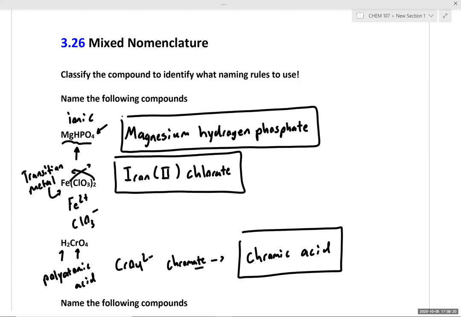So your first goal when naming compounds is to classify them. And as you see, now that we have a range of different compounds that we have to name, it's really important to pay attention to key components of their formula. Is there a transition metal? Is there a polyatomic ion? Is this an ionic compound, covalent compound, or an acid? As all of those compounds have slightly different naming rules. Does this make sense to everyone?